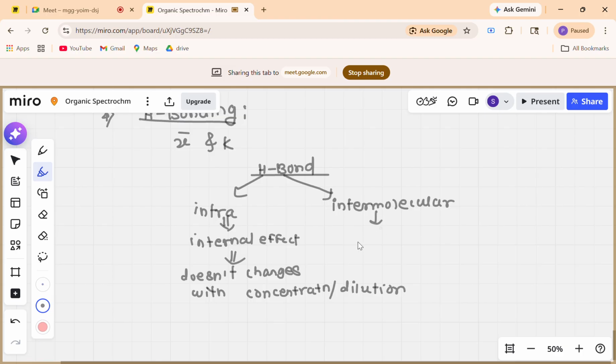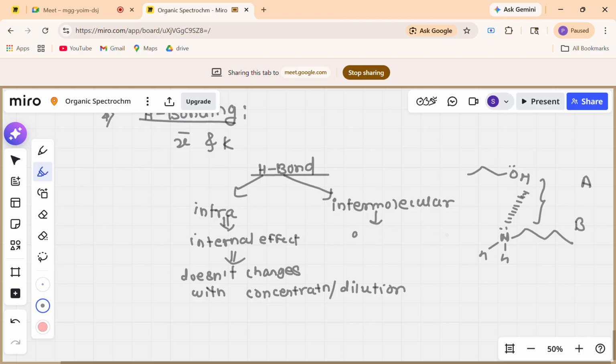So either you are concentrating your system or diluting your system, that's not going to affect. But on the other hand, in the case of intermolecular hydrogen bonding, it's not an internal effect, right? So it depends upon the concentration. If you have two molecules present in your system, for example OH is there and the other molecule like some NH2 is present.